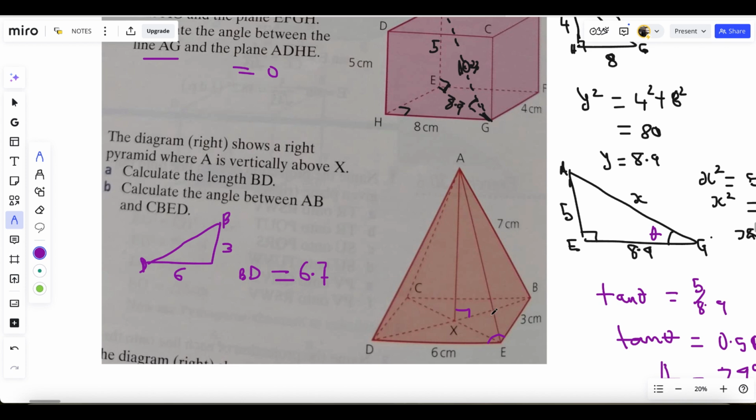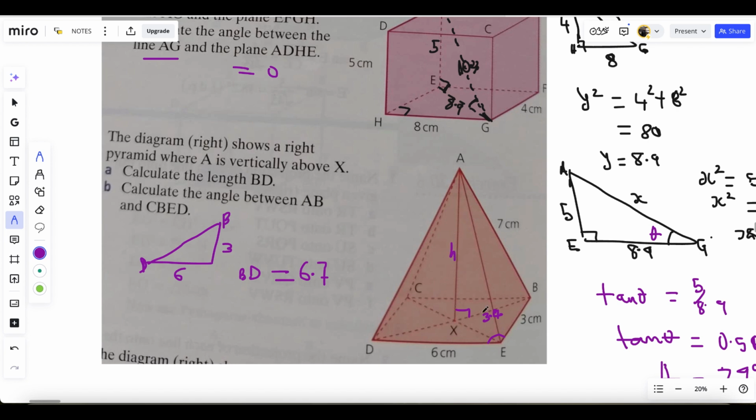Divide this BD by 2, what do you get? You get 3.35 or 3.4 in one decimal place. Right? So I will just say 3.4. So we get this one, and we know this one, which is the hypotenuse, is 7 centimeters. Now we can find the height of this shape.